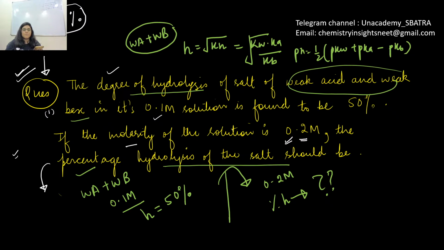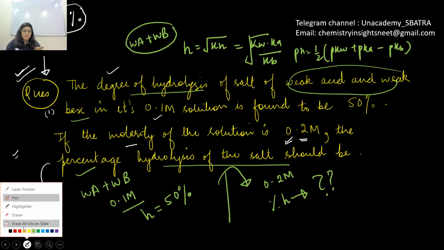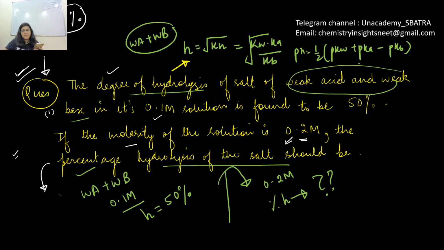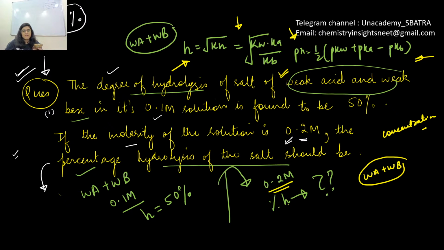All right, so what you can observe is that in these two formulas, whichever one you consider, there is no concentration term. So definitely what I want to conclude is that the hydrolysis of a salt of a weak acid and weak base is independent of concentration. So no matter if you change the concentration, the degree of hydrolysis will remain the same. The percentage degree of hydrolysis will remain the same, which is 50% only.